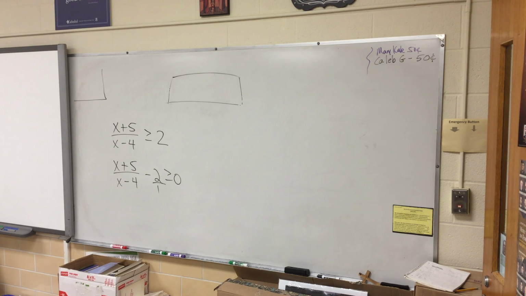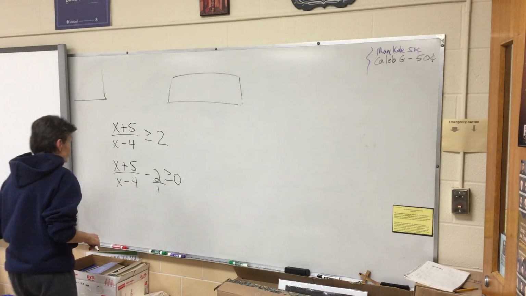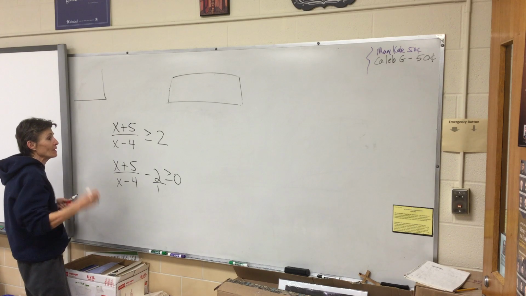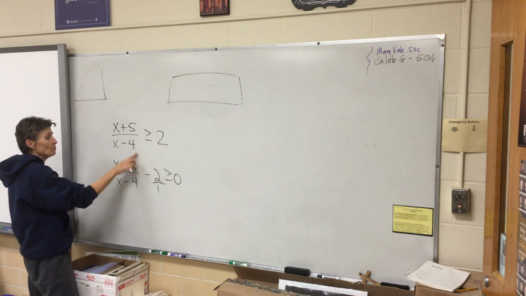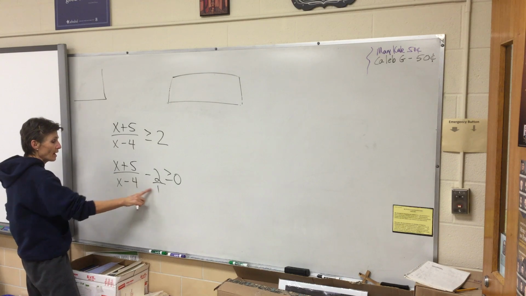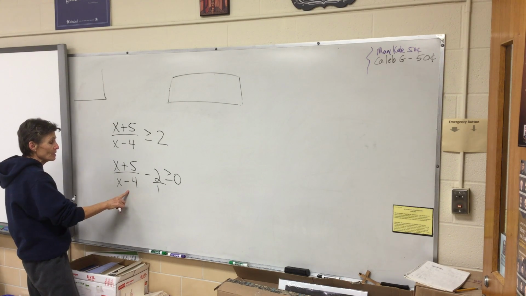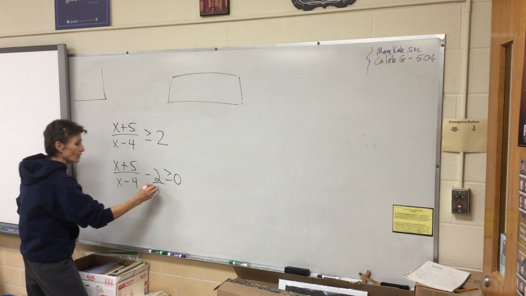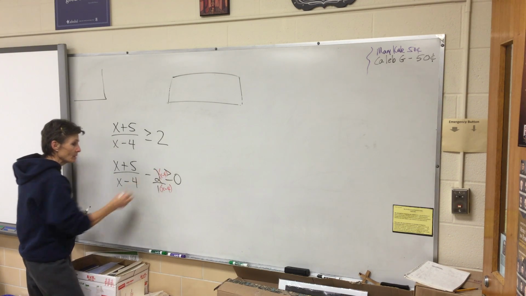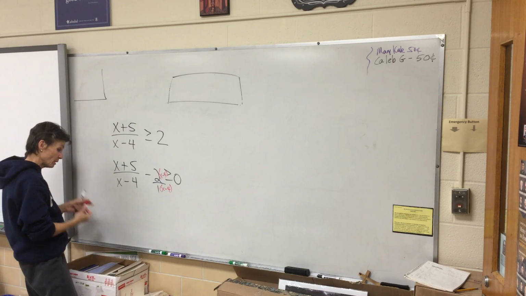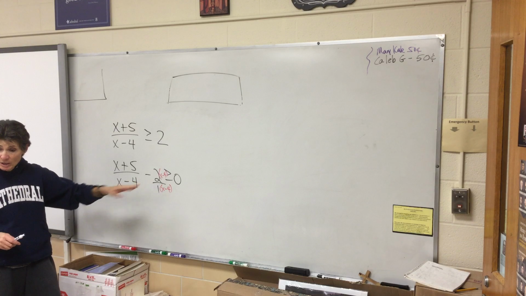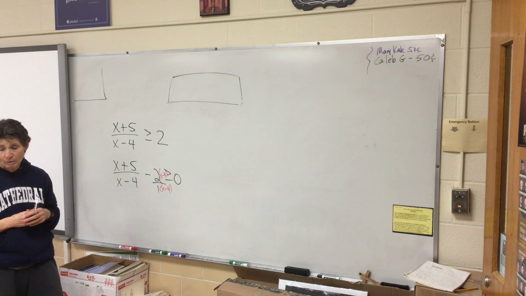You know that in order to subtract those two fractions, we need a common denominator. So the very first thing we did was move the 2 over. Now we're going to make these two denominators match. So this one's x minus 4. We're going to make this one x minus 4. So we just put an x minus 4 in the bottom, but that means we also have to put an x minus 4 on the top.